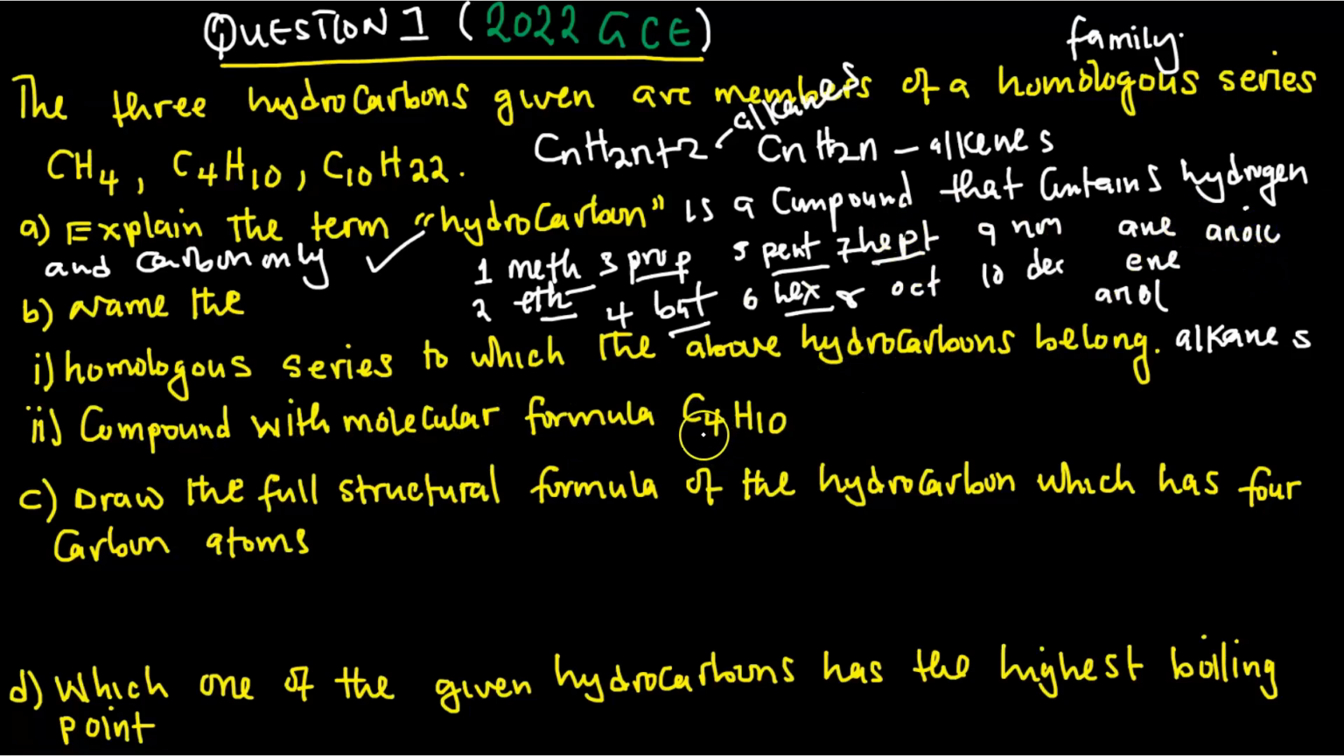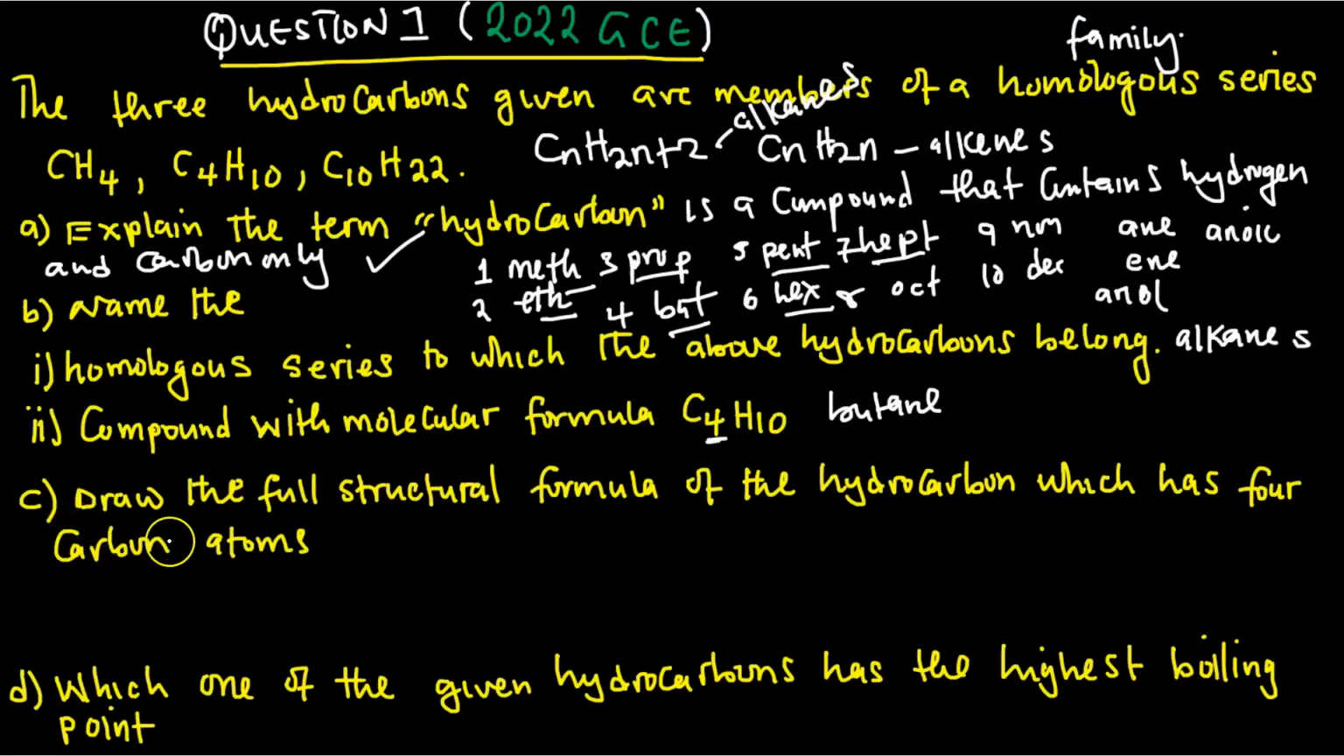Now, for this one, since we've established that these are alkanes, what is the name for this? How many carbons? 4. So this one is going to be butane. So the name of this compound is butane.